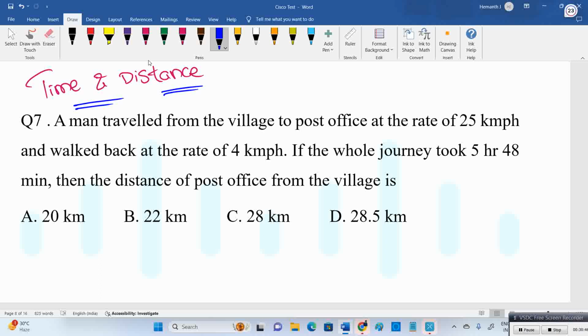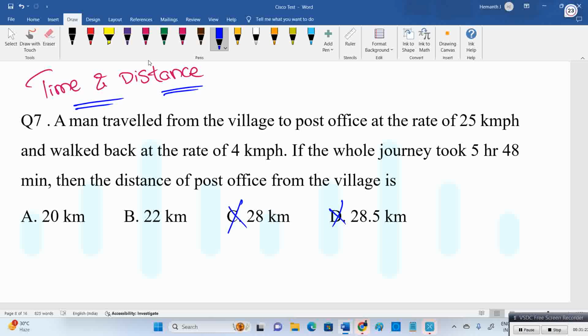Definitely it's not 28 or 28.4, so directly I can eliminate C and D. Why: if it is 28 kilometers, at 4 km per hour it will take 7 hours. One way itself will take 7 hours, without considering the return. I want 5 hours 48, so definitely these two are wrong. It will be 22 or 20.